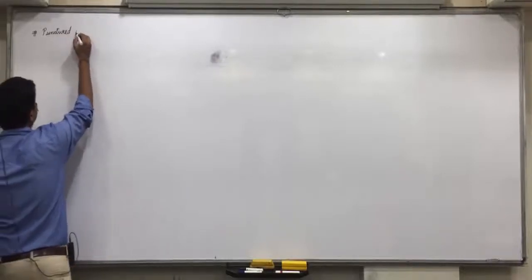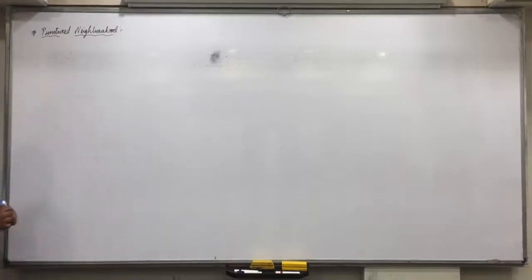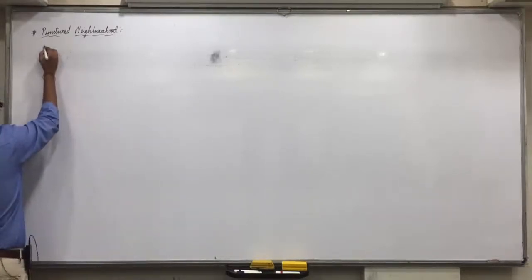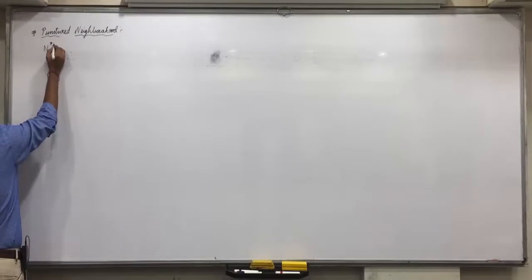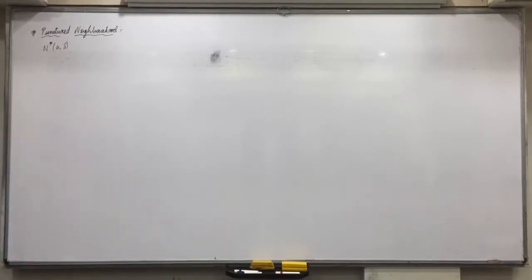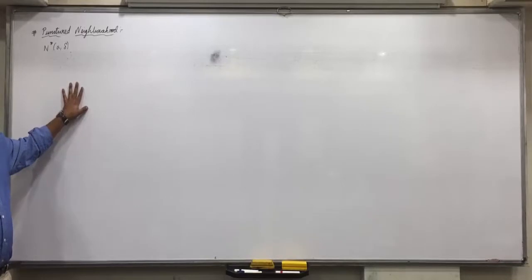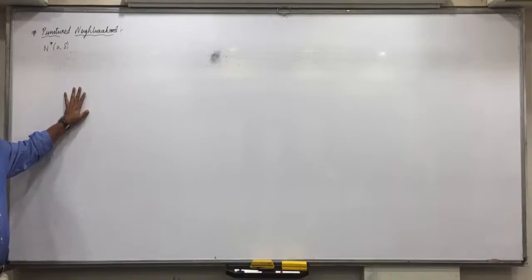Punctured neighborhood. What is the concept of punctured neighborhood? Understand it first. It is denoted as N asterisk (A, delta). Normally you read N(A, delta) as delta neighborhood of A. Now you read it as delta punctured neighborhood of A.